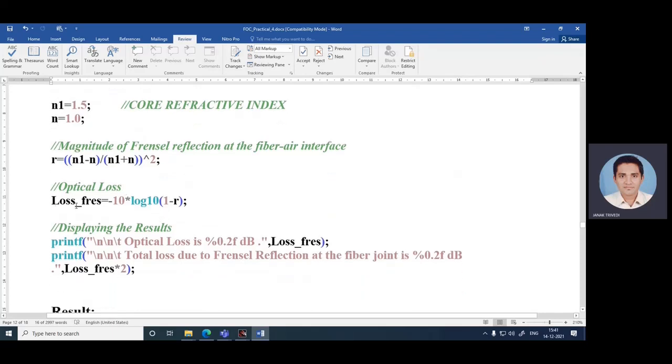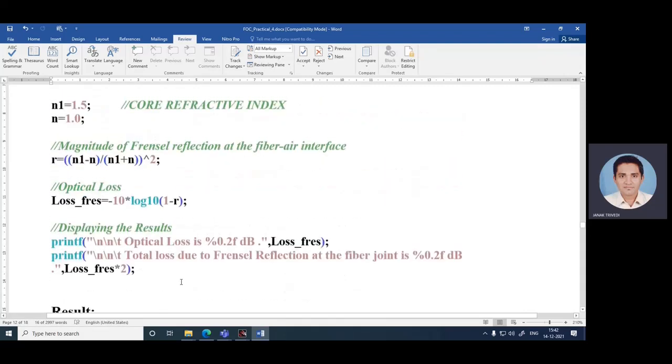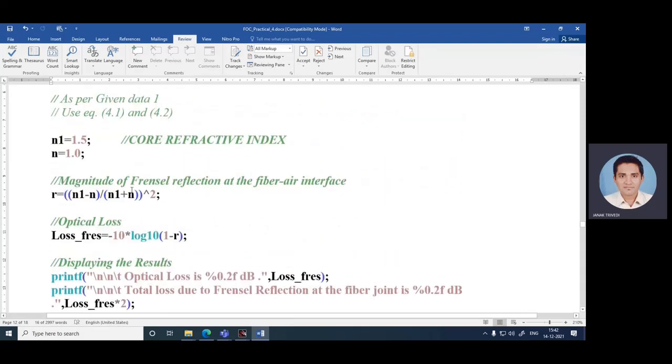Optical loss is equal to minus ten log 10 of (1 minus r), and the final result is displayed with the help of printf. So printf of optical loss, and printf of total loss due to Fresnel reflection at the fiber joint. And finally we have to print the result. So optical loss is 0.8 dB and total loss due to Fresnel reflection at the fiber joint is 0.35 dB. So let's try to run this program with the help of Scilab so we can understand it briefly.